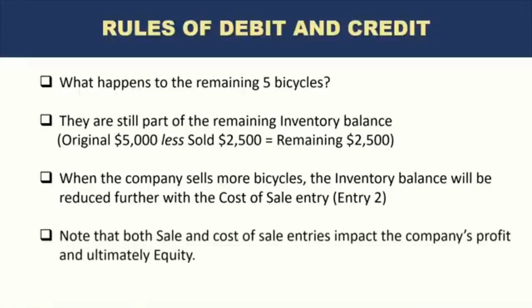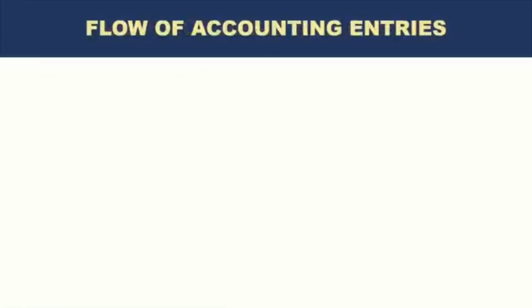Note that both sale and cost of sale entries impact the company's profit and ultimately equity. You saw that we noted that the company is making about $300 per bicycle, but the way it's recorded in accounting is through two entries. One is the sale entry, where we record the income, and the other entry is the cost of sale entry, where we record the expense. And both these entries have an impact on the profits or equity of the company. Next up, we will learn about the flow of accounting entries.